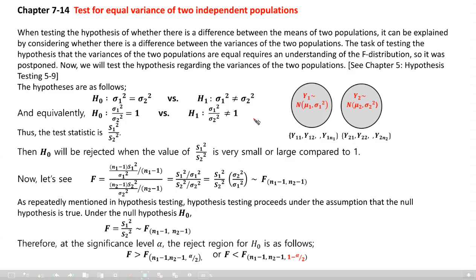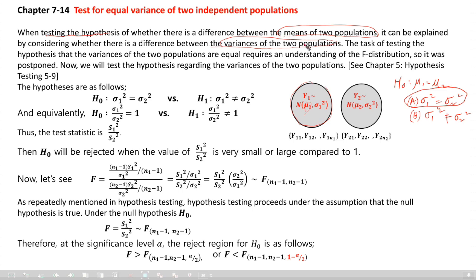It is like this. When testing the hypothesis of whether there is a difference between the means of two populations, it can be explained by considering whether there is a difference between the variances of the two populations. Say two populations here, then we try to test the difference between means, H0: mu1 equal to mu2. But in this case, we considered (a) sigma 1 square equal to sigma 2 square, (b) sigma 1 square not equal to sigma 2 square. For this case, we had to estimate the pooled variance estimator.